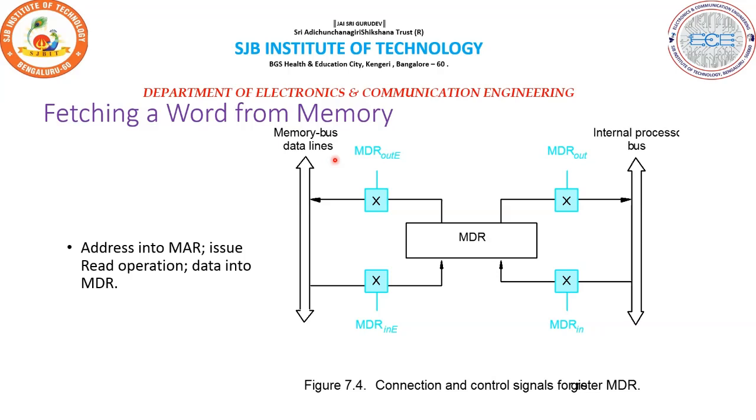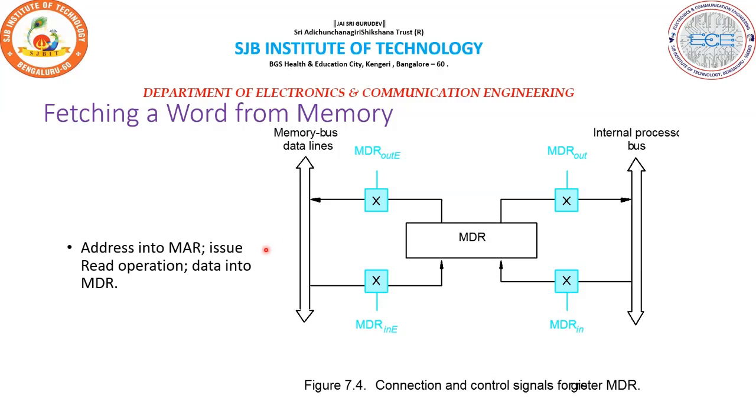The processor transferred the required address to the memory address register. So what is the required address? The processor is going to transfer the address where the data is located, which has to be read from the memory bus into the MDR register. Its output is connected to the address lines of the memory bus.